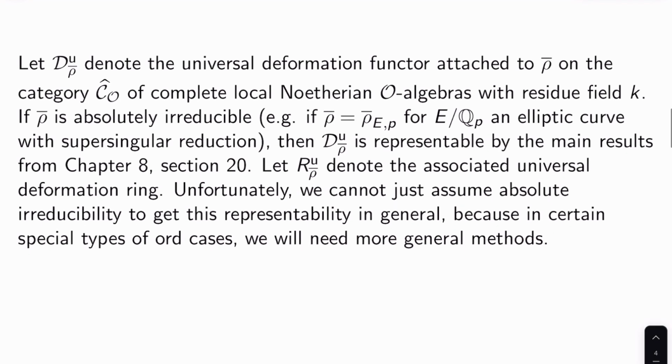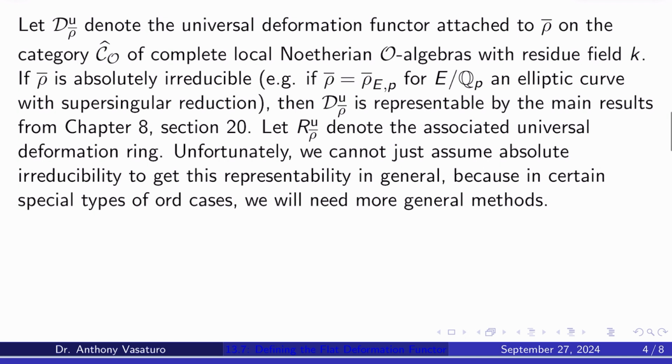Okay, so setup: we'll let D^U_rho bar denote the universal deformation functor attached to rho bar on the category C hat O of complete local Noetherian O-algebras that have residue field K. If rho bar is absolutely irreducible, which, for example, happens if rho bar is rho bar_{E,p} for some elliptic curve E over Q_p with supersingular reduction, then D^U_rho bar is representable by the main results from chapter 8, section 20. Chapter 8 was the section on Mazur's deformation theory. So we have representability, which means we have a universal deformation ring. Let's call that R^U_rho bar.